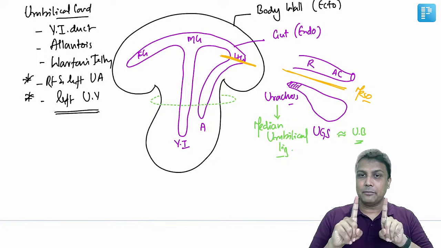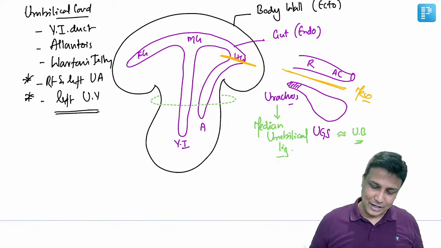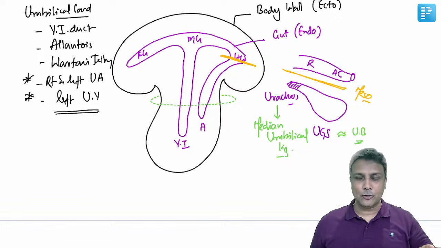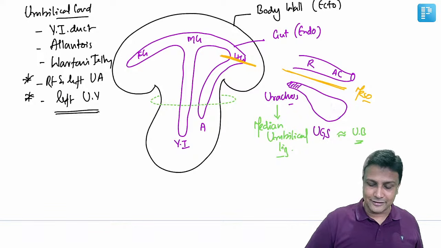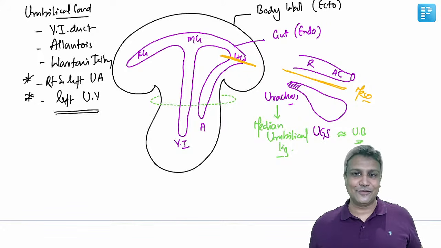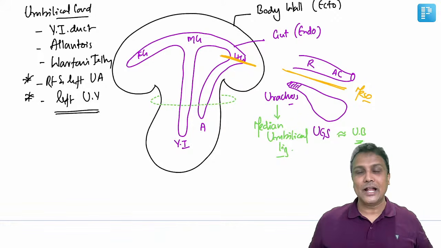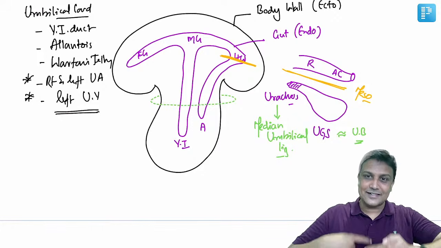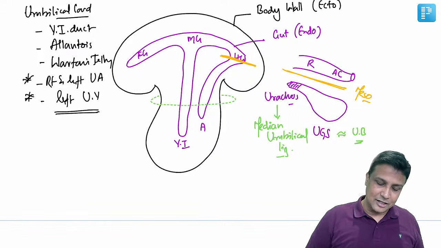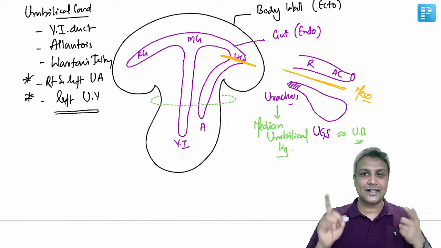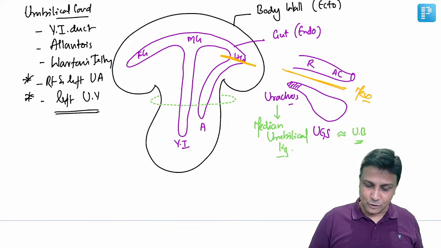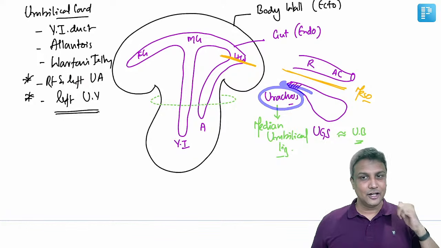Now, in some babies, unfortunately, what is going to happen? The urachus does not close. If the urachus is not closed, then whatever urine is present in the urinary bladder will start coming out of the umbilicus, and that condition is referred to as weeping umbilicus. So if urine is coming out from the umbilicus, it is due to a defect in the urachus, a persistent urachus.